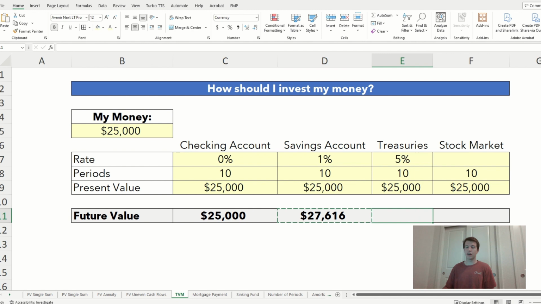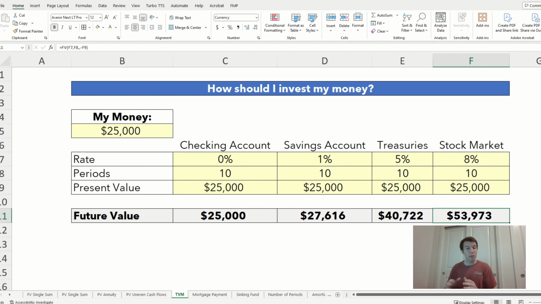And then let's copy that over and see how much our money will be. Now it's worth $40,000. That's almost double, not quite, but almost double what we would do if we just put it in our checkings account. And then finally, the stock market gets anywhere from 6 to 10% return. Let's put 8%. Now let's see how much that is.